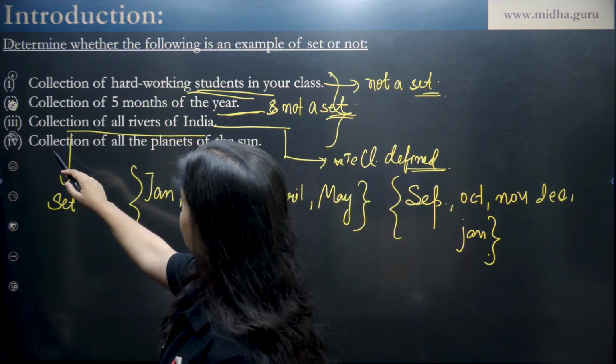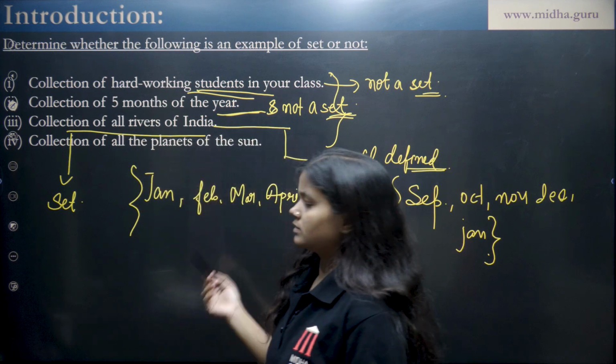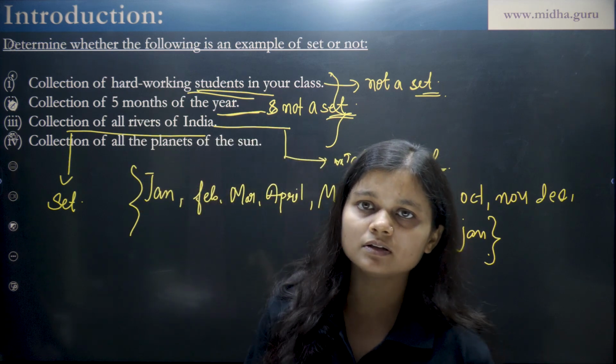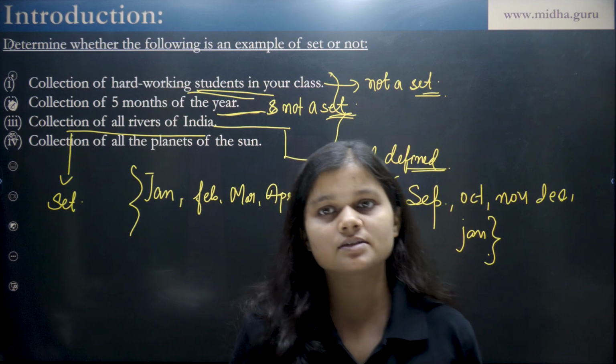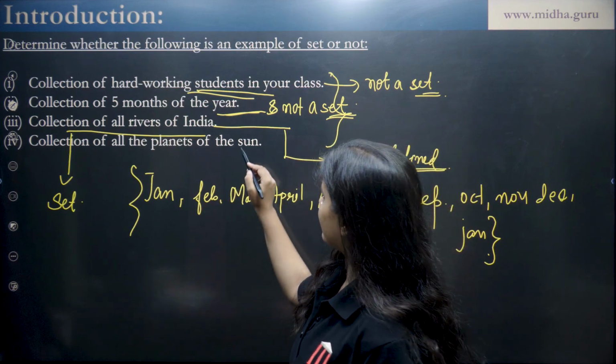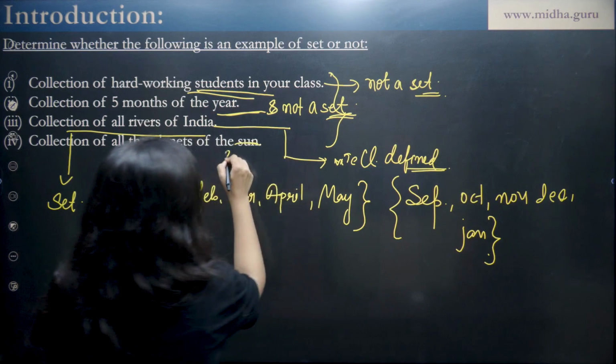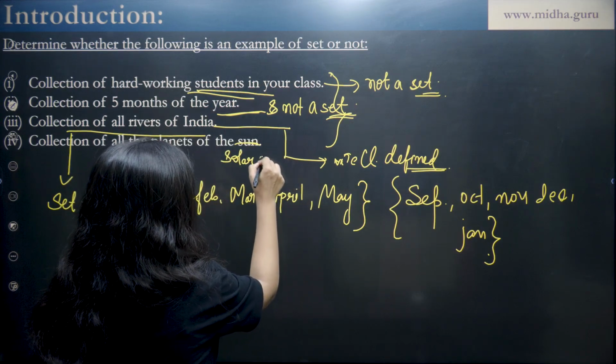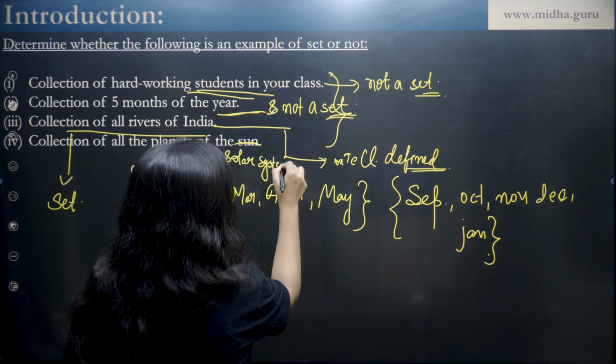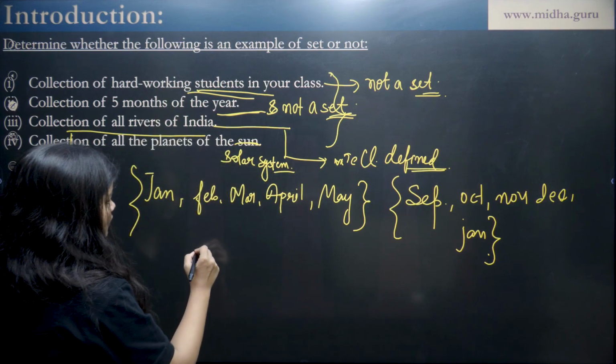Okay, next is the collection of all the planets of the sun. Obviously, there are only 8 planets in the solar system. So all the planets around the sun, or of the solar system. This should be solar system. So all the planets of the solar system are what?